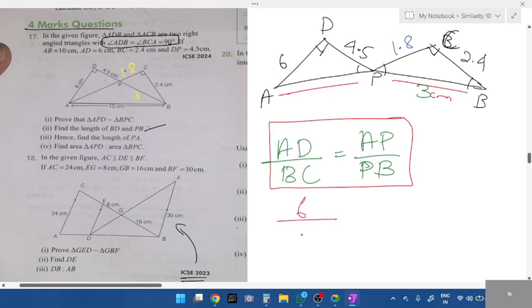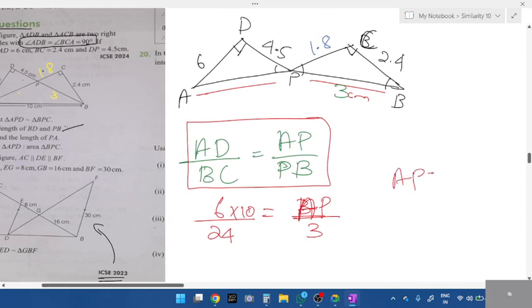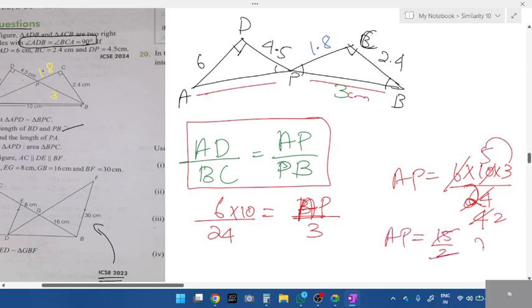AD value is 6, BC I'll write it as 24 into 10. What is AP? 3 divided by, sorry, AP is as, how do you find AP here? 3 will get multiplied, right? Divided by 20. 6 ones are 6, sorry, 24. 6 ones are 6, fours are, right? 2 twos are 2, 5 are. 5 threes is how much? 7 point. We could have applied proportionate.